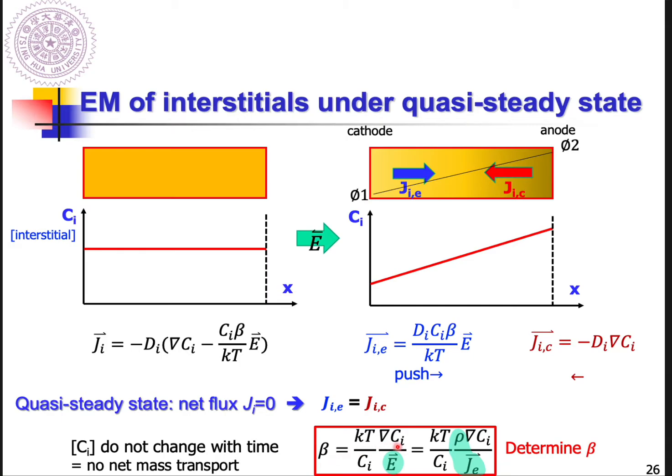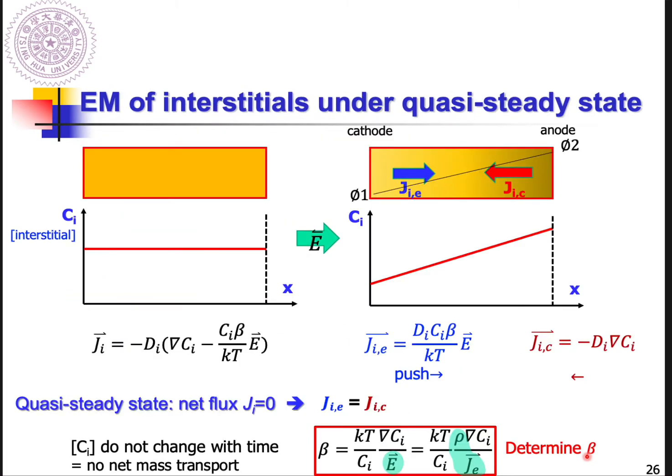You can use the EPMA to get the concentration gradient of these interstitial atoms along your material, and this is the electrical field you apply on this system, so you know that. And you also can know the concentration of these interstitial atoms, and this is the working temperature, so you can easily get the effective charge of these materials.